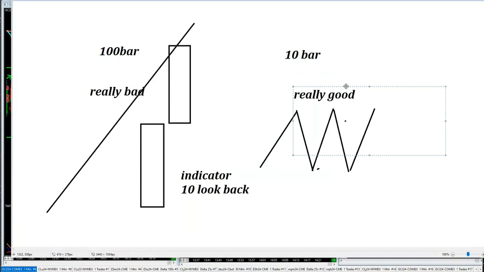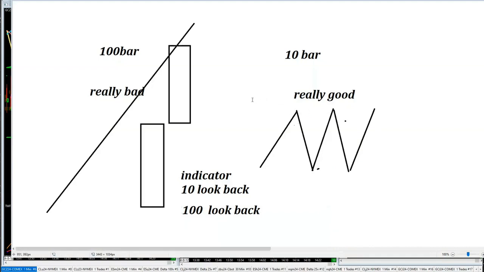Yeah, is that fair? Because if I then say the indicator doesn't have a 100 candle look back, the indicator has a 10 candle look back, which market condition is going to be better in terms of this indicator, in terms of this frequency? The first one, right? Because this is going to see absolutely nothing, because there isn't anything in this one to be seen.